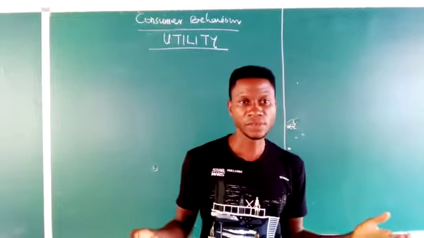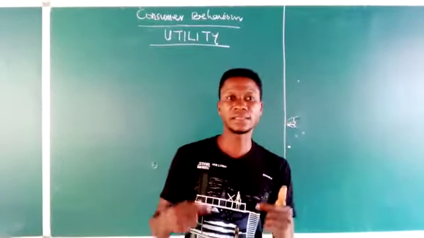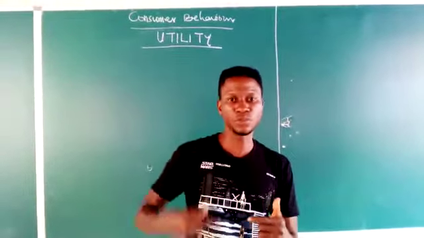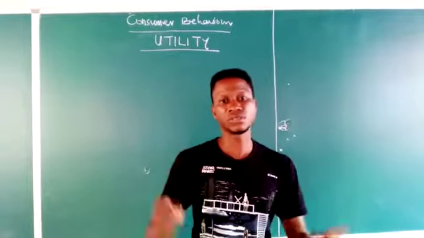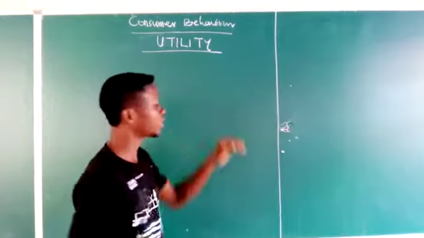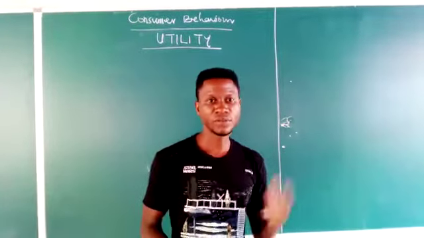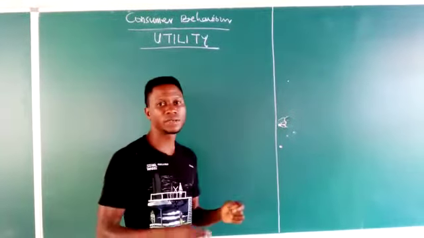Is that okay? So when we say the theory of consumer behavior, it explains the things that human beings or consumers will do just to satisfy themselves. And under this consumer behavior, we are going to look at utility. Is that clear? So we are going to look at the definition from there.